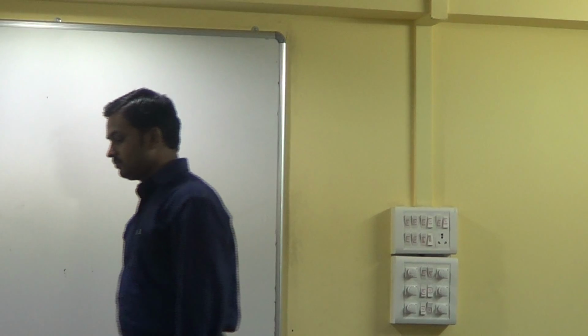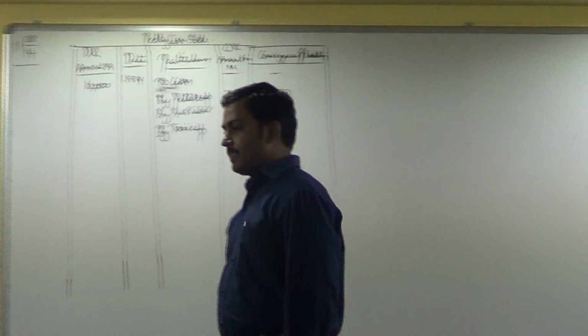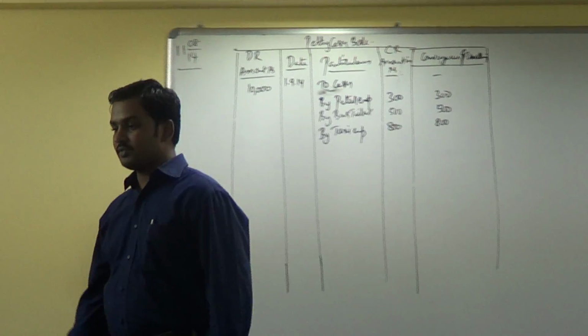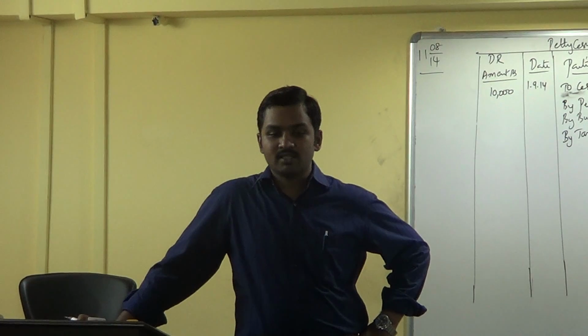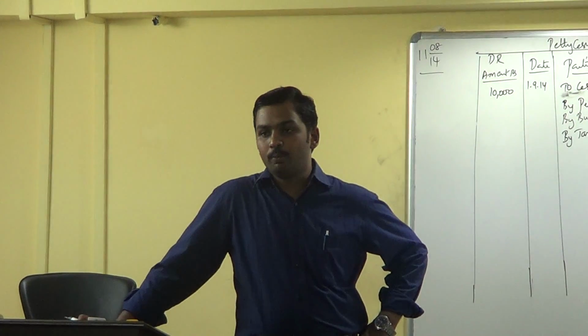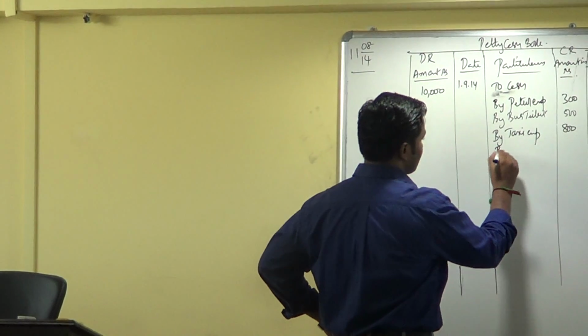Next transaction. Envelopes purchased. How much? Envelopes purchased, 100 rupees. What is the entry I should pass? Envelopes account debit to petty cash. In the petty cash book I should write buy envelopes.